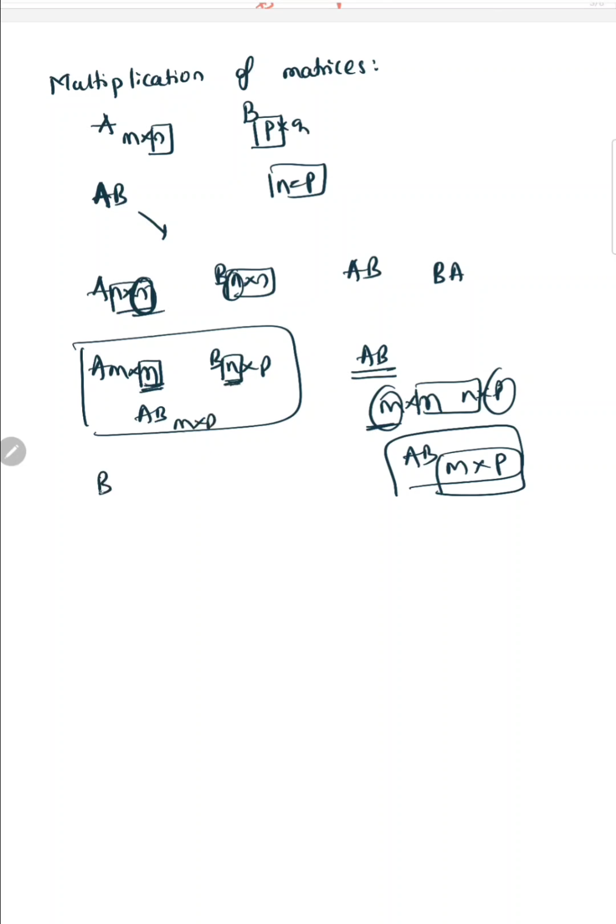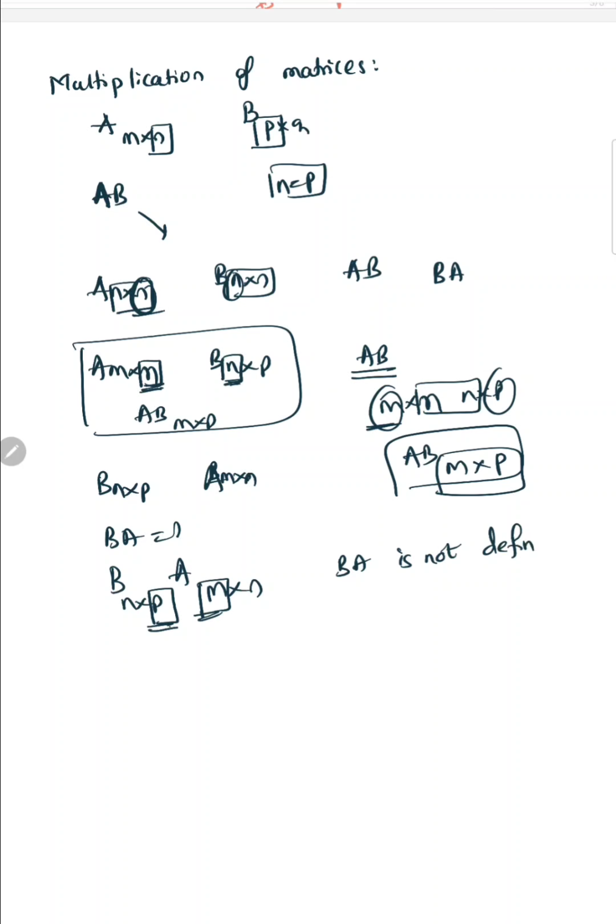But suppose we check multiplying B with A, that is, whether B into A is possible or not. I am taking B as first and A as second. So B into A is not possible because the number of columns of B is equal to p and the number of rows of A is m. Therefore B into A is not defined.